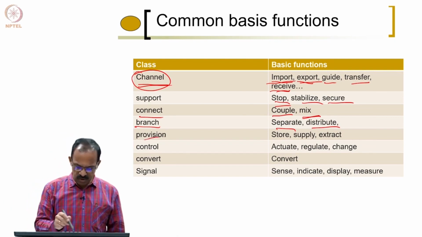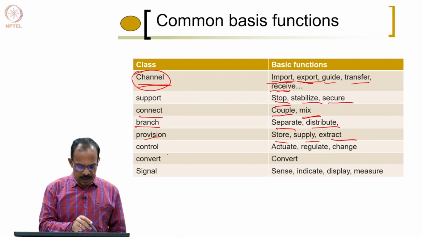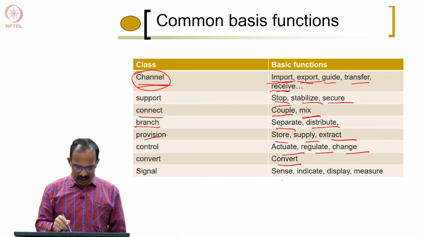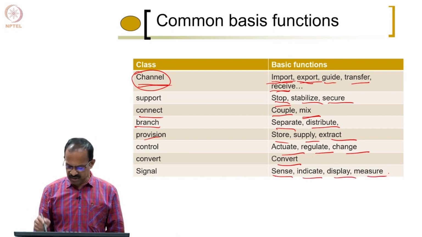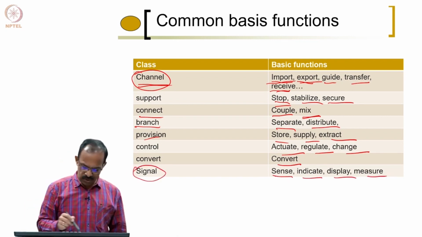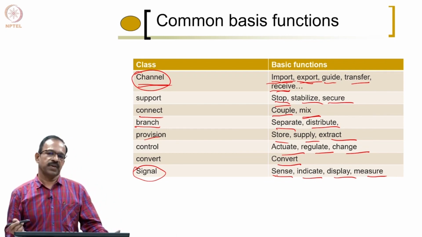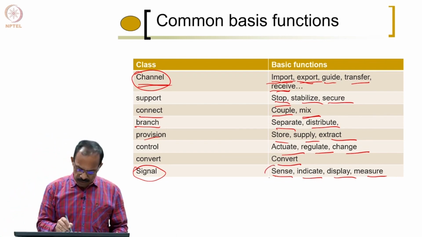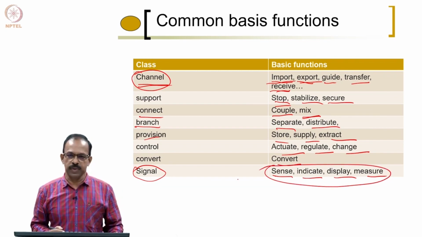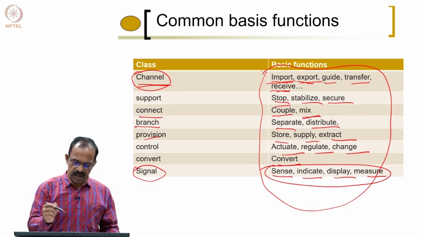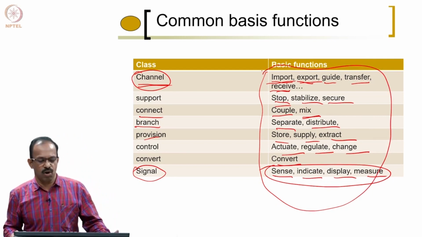And then provision is store, supply, extract. Control is actuate, regulate, change, convert. Then sense, indicate, display, measure, etc. For signals we use sense signal or display signal or measure signal. These are the common terminology you will be using. So, if you use this kind of terminology, then actually it is a common basis or functional common basis.